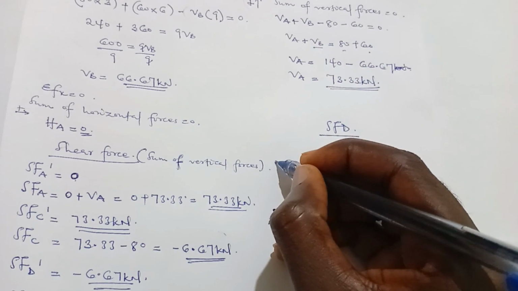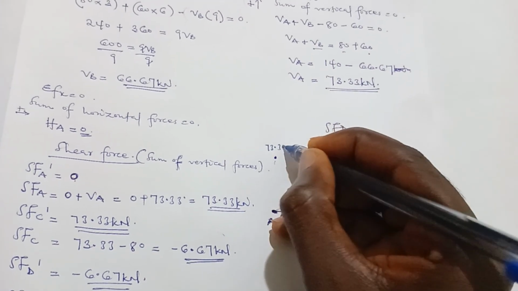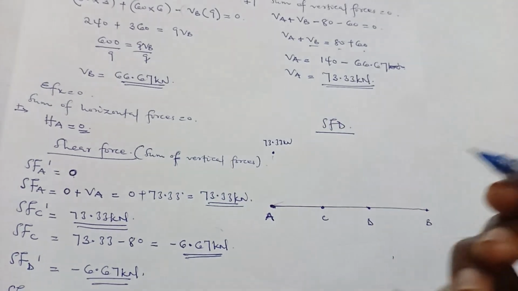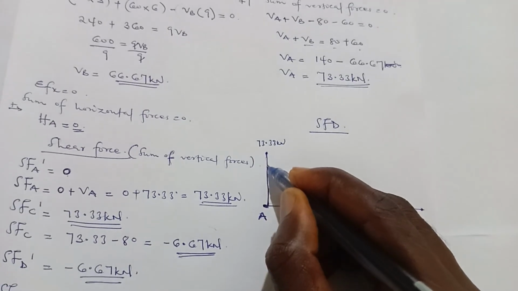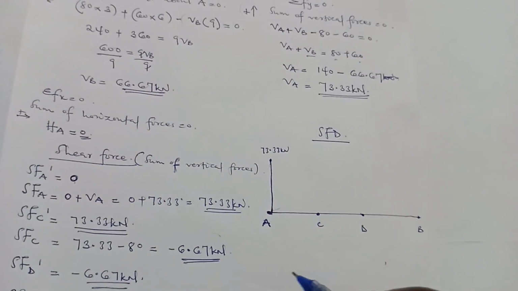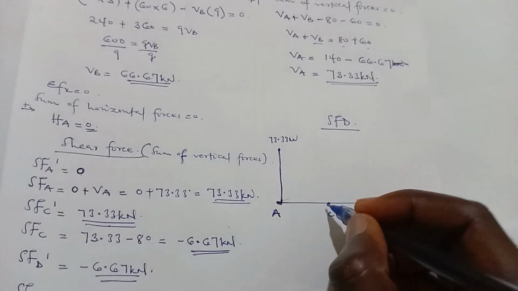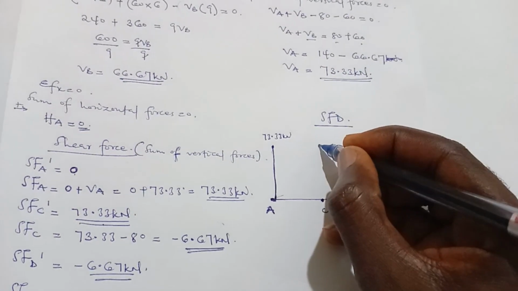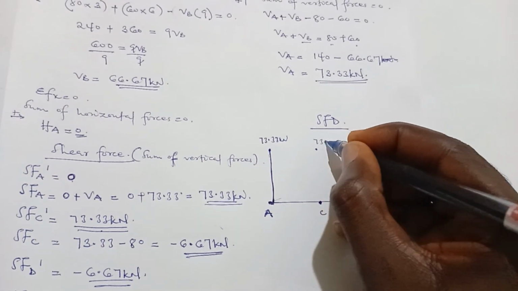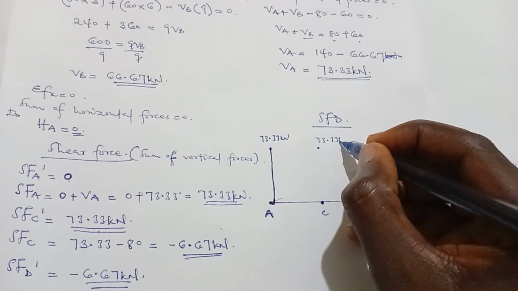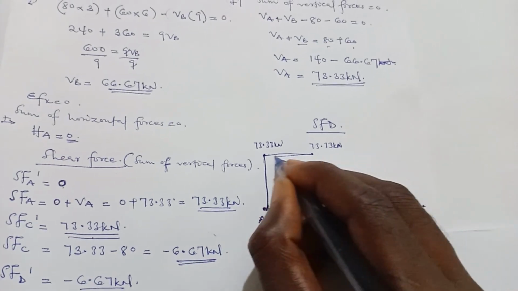Then I'll plot 73.33 kilonewton. Now I'll move to the shear force at C prime, 73.33. So at C, it will be on the same line as this, 73.33 kilonewton. And I just have to connect the two with a straight line.